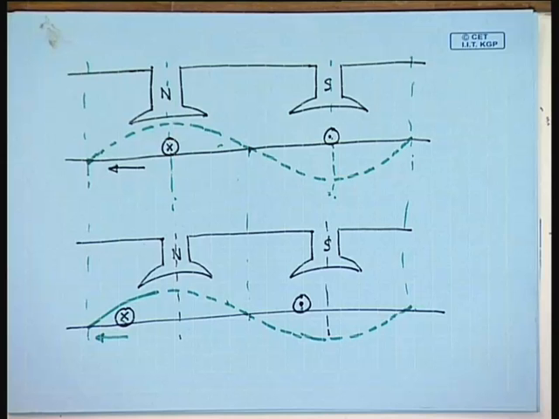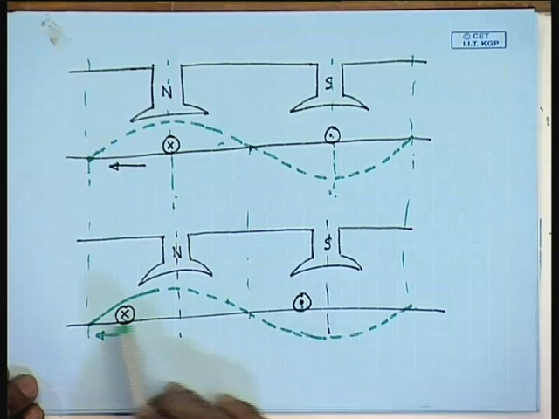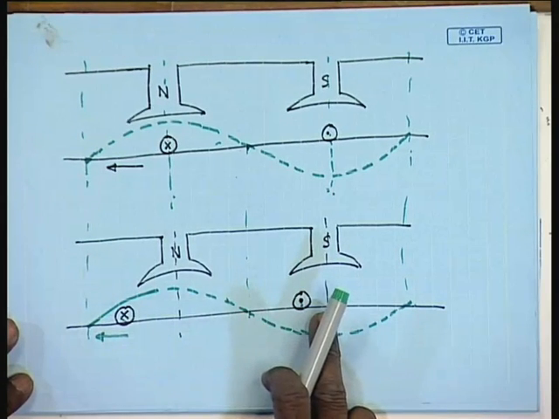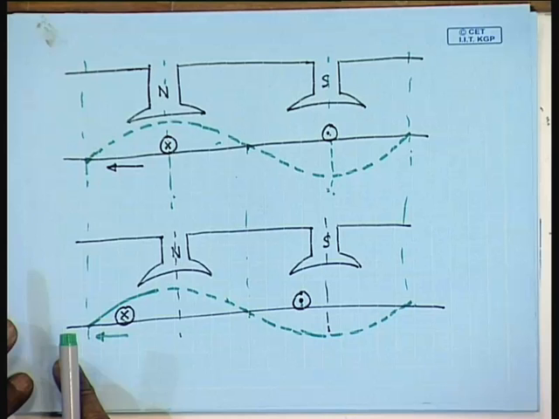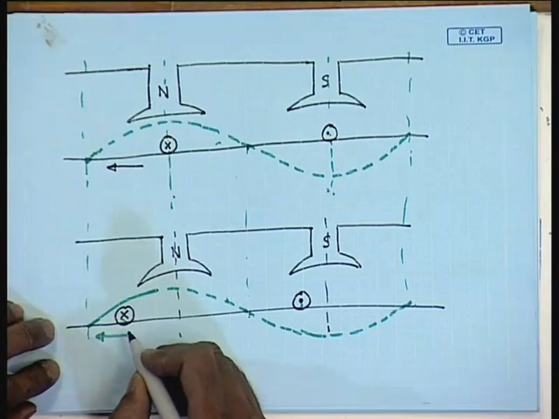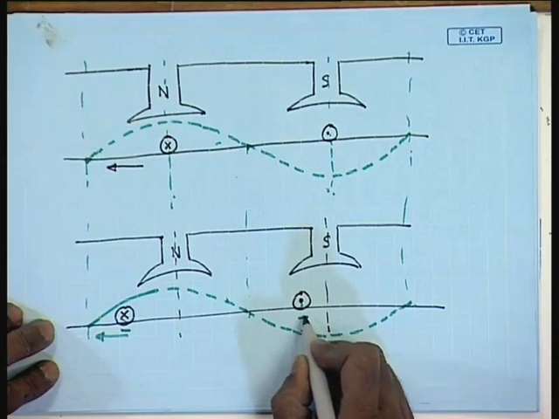What will be the polarity of the induced voltage? The polarity of the induced voltage will be such that it will try to oppose the flow of current in this conductor, because that is the cause. Because of this current flow, there is a torque generated, and that is why the body is moving. It will try to oppose the flow of current in this coil. Therefore, the polarity of the induced voltage will be this negative, this positive.